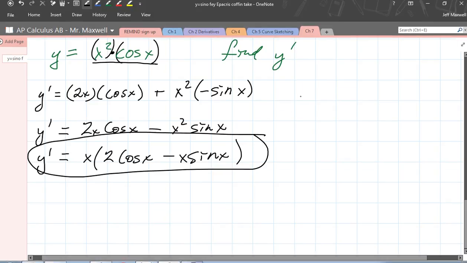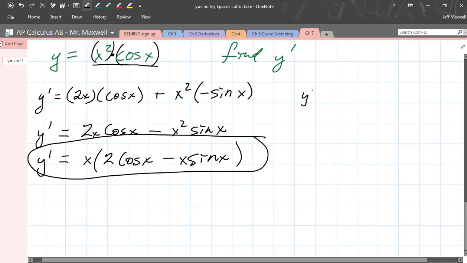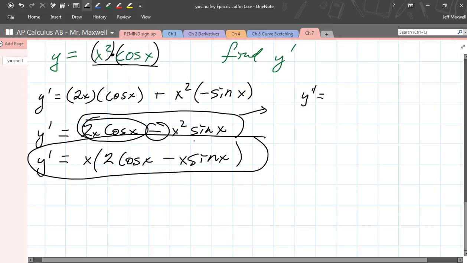What about y double prime for this one? Y double prime, remember, we take the derivative of the derivative. So what's y double prime for this one? Let's take a look at this. Well, we have two things going on here. We have a product here, we have a sum, another product. So we'll do product rule here.